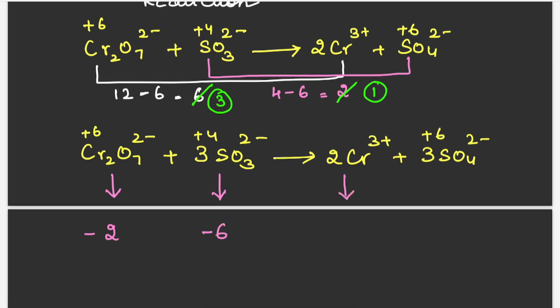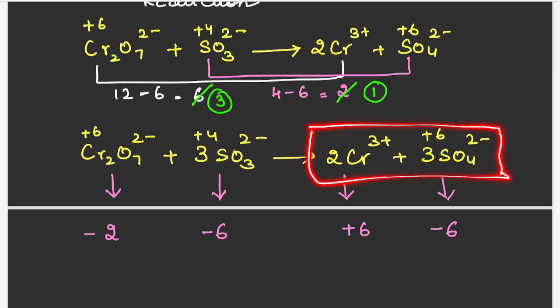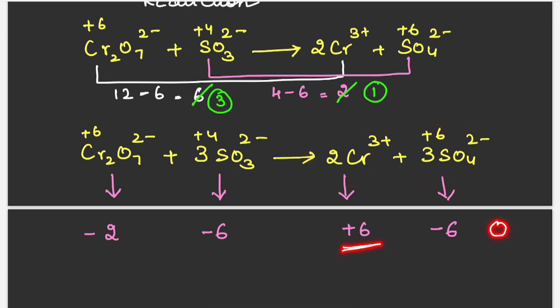On the other side you check 2 into 3. So 2 into 3 is 6. So you will be getting plus 6. Same way here, 3 into minus 2. 3 2s are 6. So you will be getting minus 6. So now here plus and minus charges will get cancelled. So totally on this side the charge is 0. It is balanced. Plus 6 and minus 6 charge is balanced.